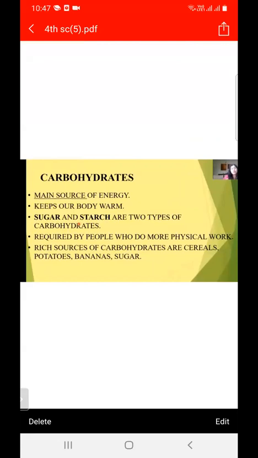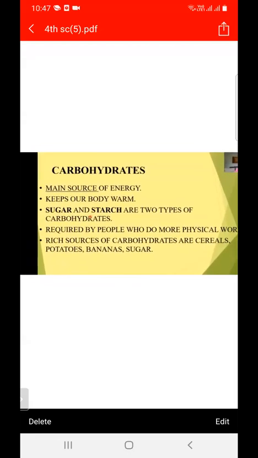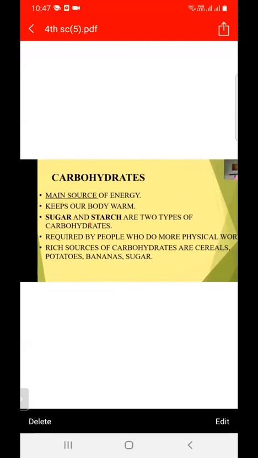And what are the uses of carbohydrates? Main source of energy, and it keeps our body warm. And what are the types of carbohydrates? Sugar and starch, these are the 2 types of carbohydrates. And if a person does more physical work, then he needs more carbohydrates. And what are the sources of carbohydrates? Potato, banana, sugar.